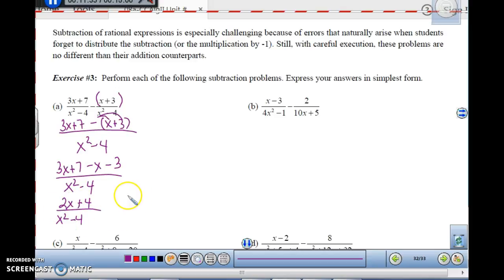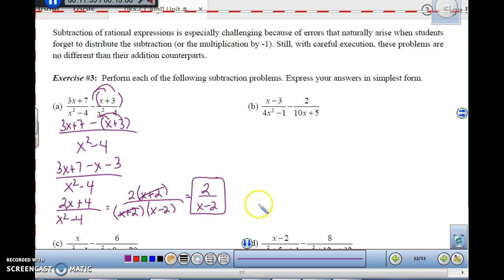All right, now does that factor? Yeah, it does. 2x plus 4 factors as 2 times x plus 2. And x squared minus 4 factors by difference of squares, x plus 2, x minus 2. So x plus 2 will cancel x plus 2, leaving 2 over x minus 2. And that's your final answer. Be very careful, make sure the minus carries through the parentheses.